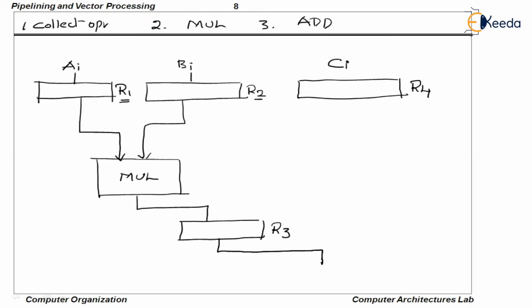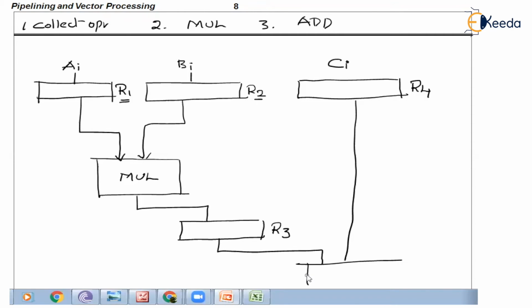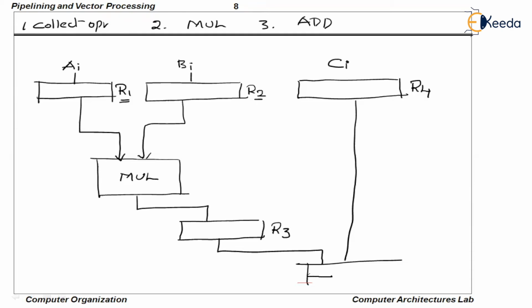in conjunction with R4 will get connected to the addition segment. This is the addition segment. The output of the addition segment is connected to something called R5. Okay. Once again, let me demonstrate this pipeline.